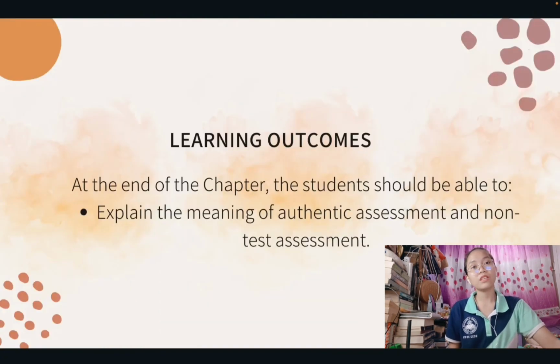So now let's proceed to the learning outcomes. At the end of the chapter, the student should be able to explain the meaning of authentic assessment and non-test assessment.